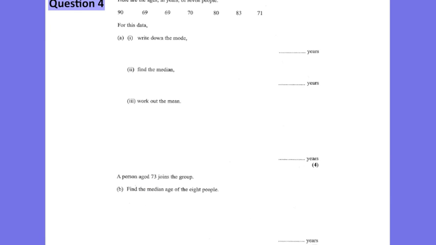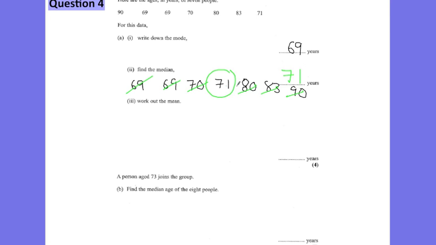Question number 4. Here are the ages in years of 7 people. For this data, write down the mode. The mode is the most common. Here we have 2 for 69. We're then asked to find the median. We must put these numbers in order before we can find the median. So putting them in order, we have 69, 69, 70, 71, 80, 83, and 90. Crossing out to find the middle number, there's one number in the middle because we have an odd number, 71. This is the median.